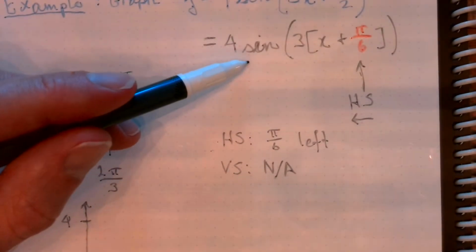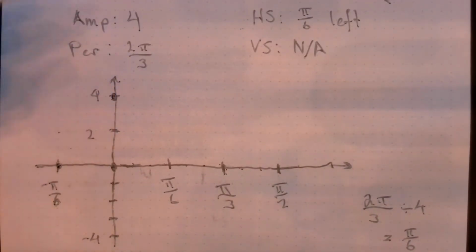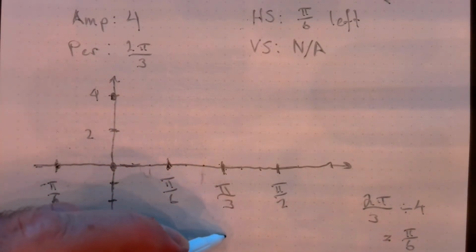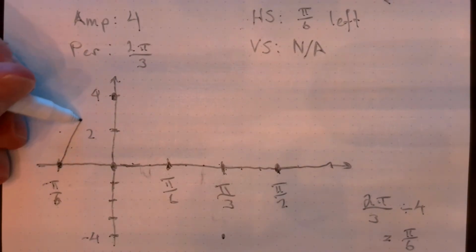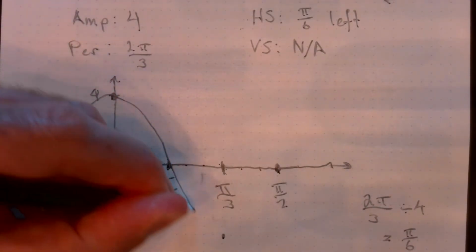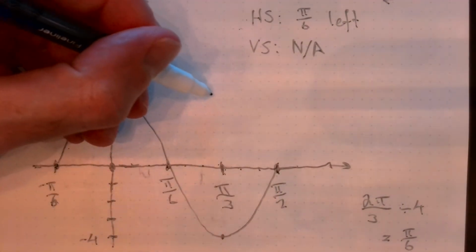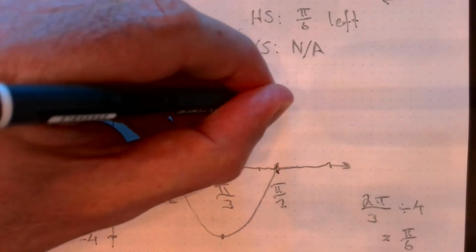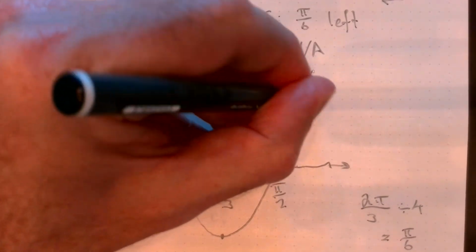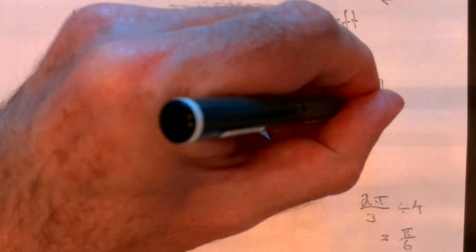Okay, why am I starting there? Well, we're graphing the sine function. Sine function starts at the midline. And then here we're going to go up top, back to the midline, bottom out over here, and once again back to the midline. Connect everything with our nice smooth curve, and that is a complete graph of the function y equals 4 sine 3 times x plus pi over 6.